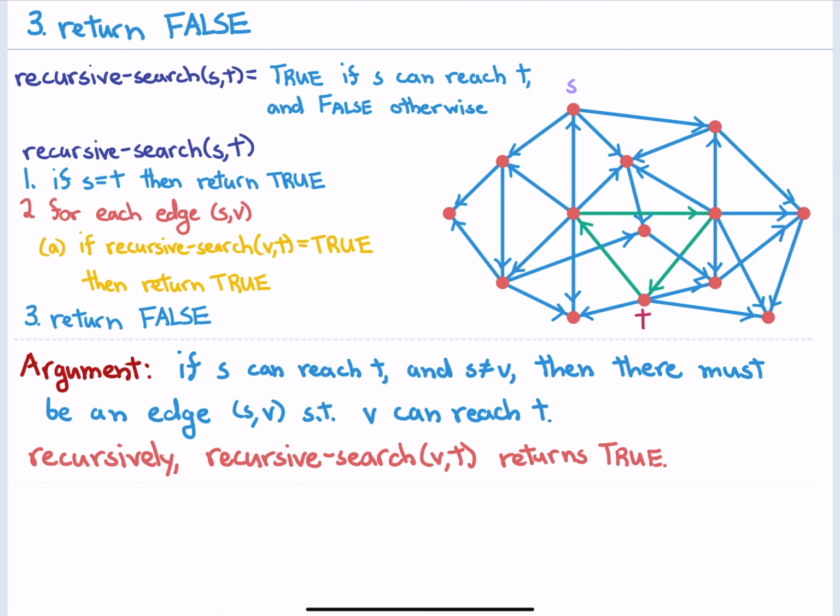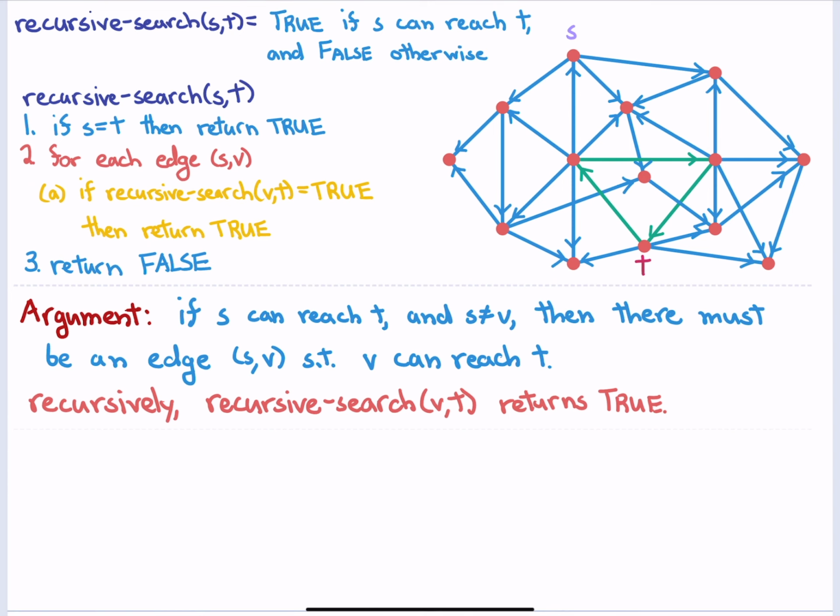Okay, so that's the simple idea. If S can reach T, then there's some intermediate vertex that I'll try out, and recursively, that recursive search VT will return true. Sounds okay, right? All right, any issues with this?